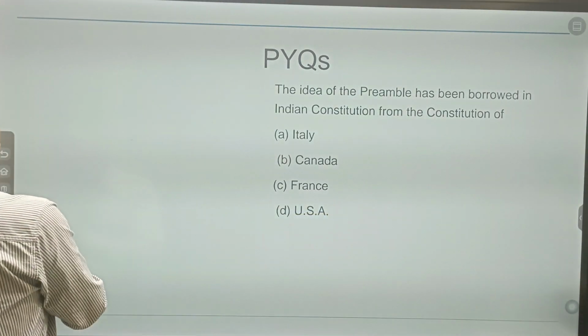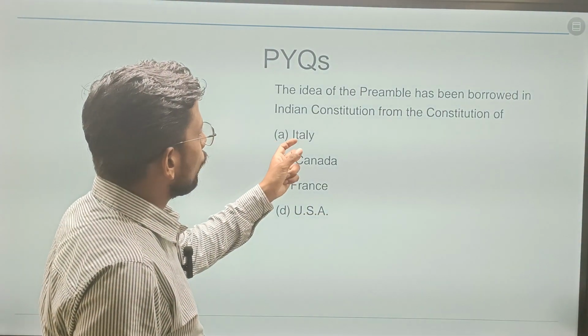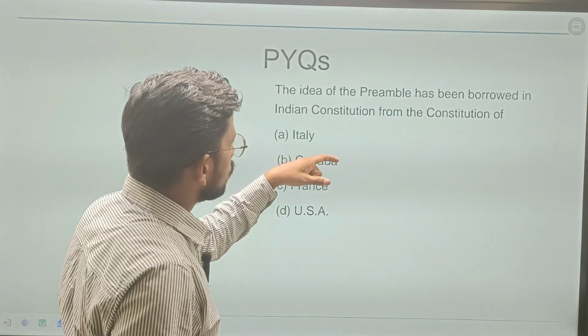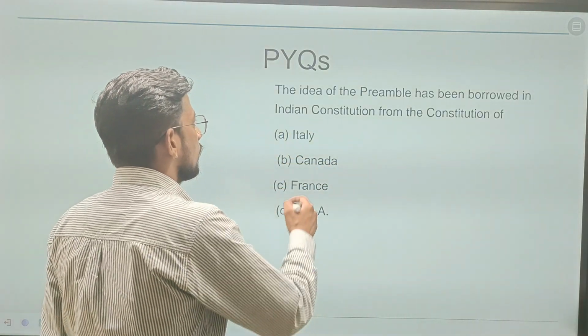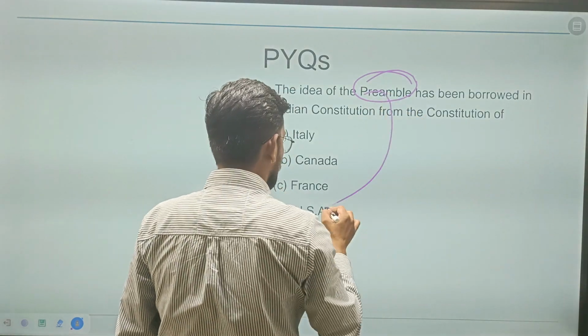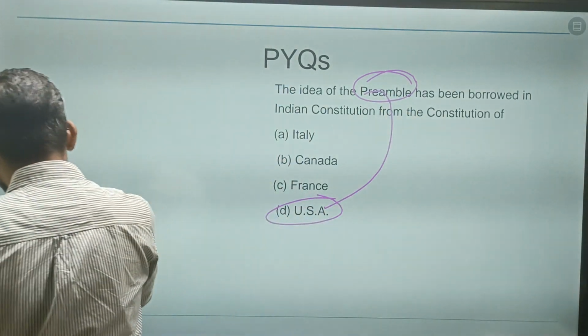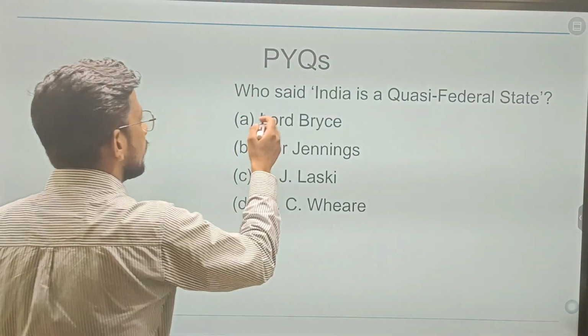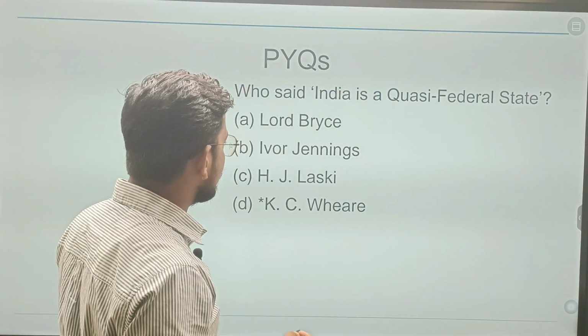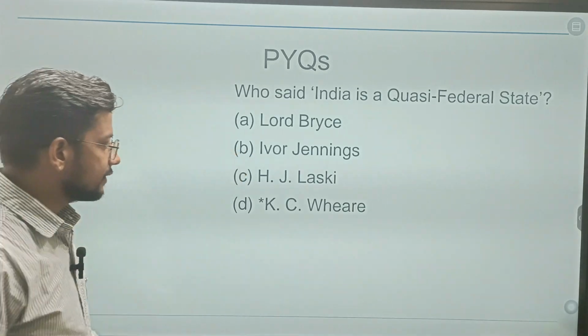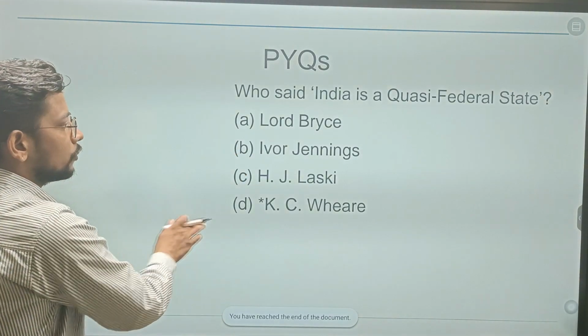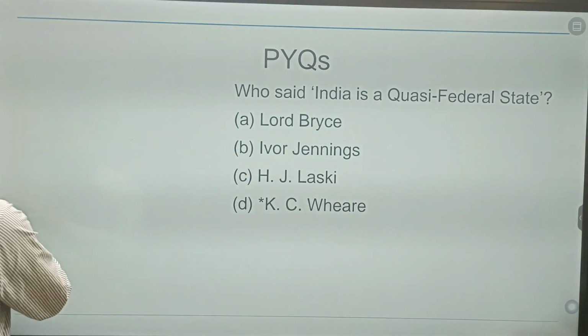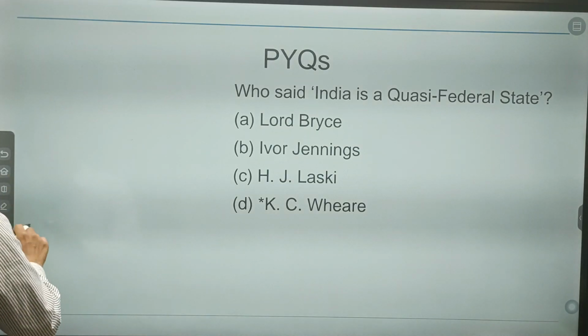Then the idea of preamble has been borrowed in Indian Constitution from the Constitution of. So idea of preamble has been borrowed from USA, which we have already seen. Then who said India is a quasi-federal state? This we have already seen. Ivor Jennings has said the same thing. So these are the questions which we have studied up till now.